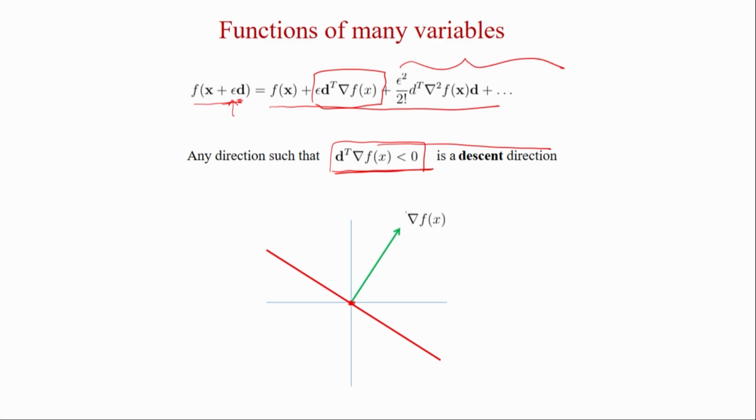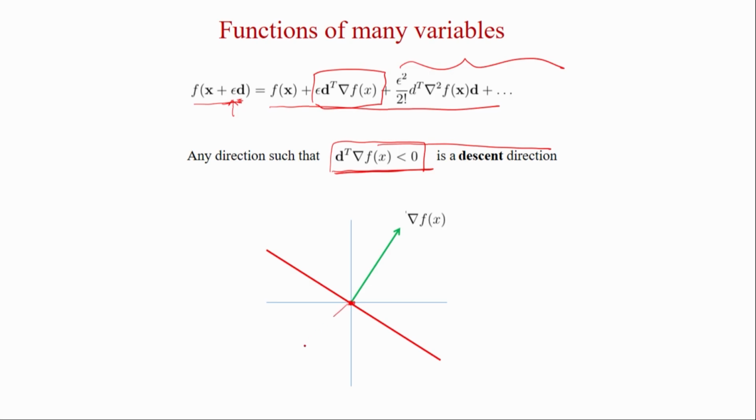For example, we know that if you move in the direction of the negative derivative, it definitely reduces, right? So where is the negative derivative in this picture? This is del f of x. So what is the negative derivative? Minus del f of x, which would be this, right? So this is, let's say, minus del f of x. This is one direction in which I can move, in which the function will reduce. But any direction that satisfies d transpose del f of x less than 0 is a descent direction. So where are those other directions in this picture?